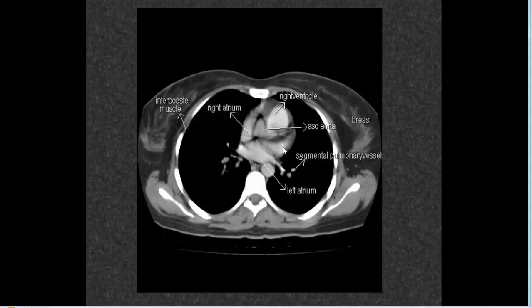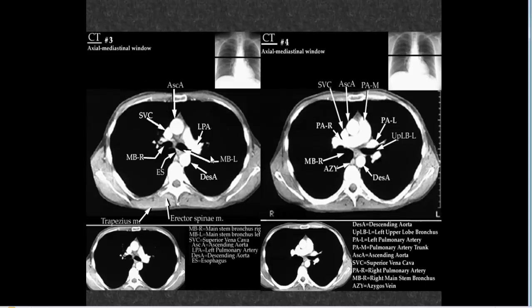Then we also see segmental pulmonary vessels. This is the right ventricle, which is anterior, lying behind the sternum; posteriorly the left atrium, related to the spine; on the right side the right atrium; and on the left side the left ventricle. We see segmental pulmonary vessels and intercostal muscles. This is an axial mediastinal window CT.